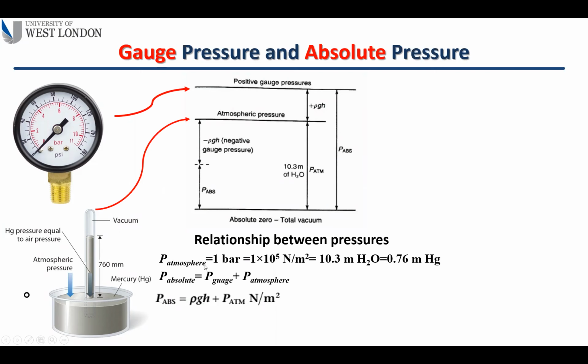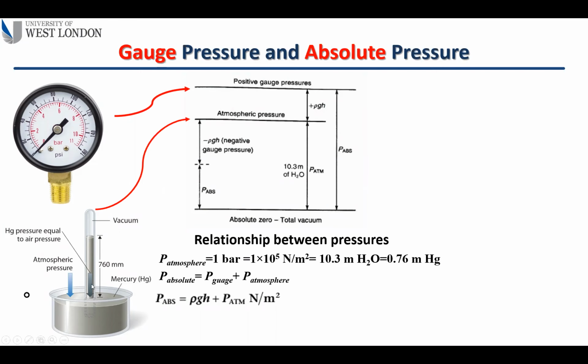In other words, the atmospheric pressure normally at sea level is by terminology agreed to be equal to 1 bar. But 1 bar is equal to 100,000 Newton per square meter. These are the things that we need to understand. We also said that this value is equal to 0.76 meters of mercury. And if you have a tube of water, that tube has to be 10.3 meters of water.